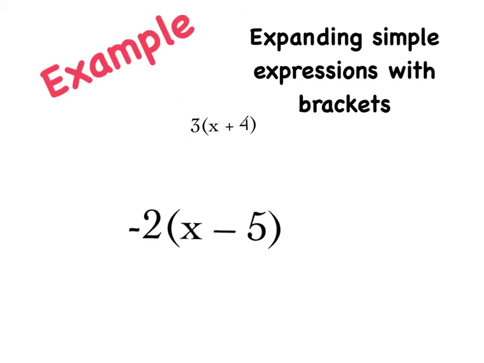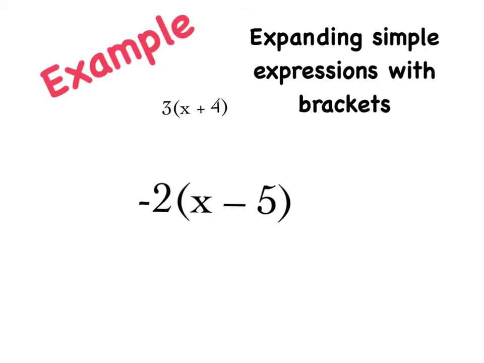It says negative 2 brackets x negative 5. Okay, negative 2. I've first off paid attention that it is a negative. This is going to be important for me when I'm performing the operations. So it's negative 2 multiplied by x, negative 2 multiplied by negative 5. Negative 2 multiplied by x becomes negative 2x. Negative 2 multiplied by negative 5. This is a negative 5 in here.